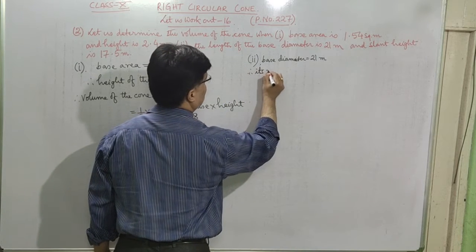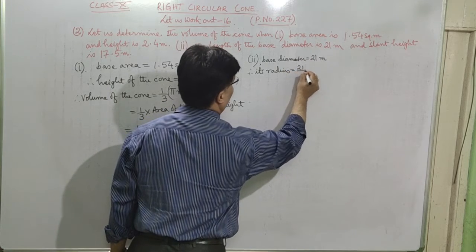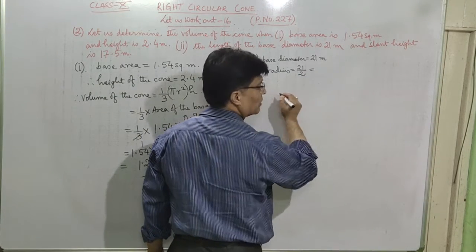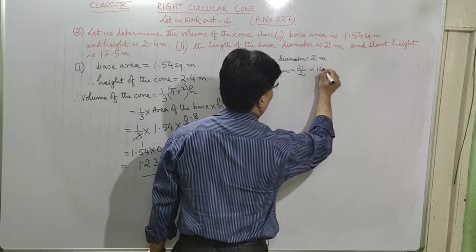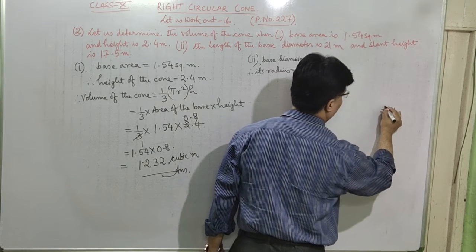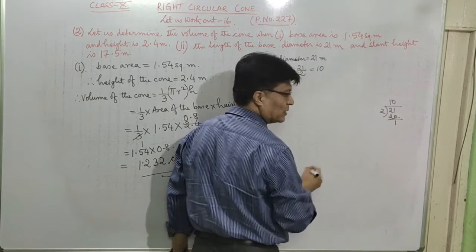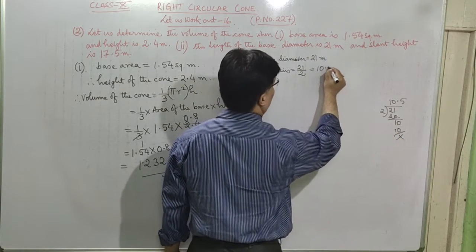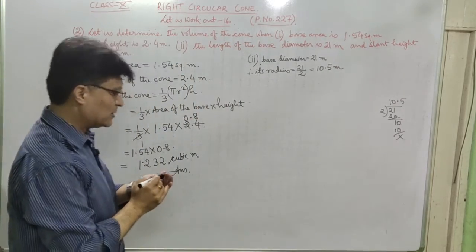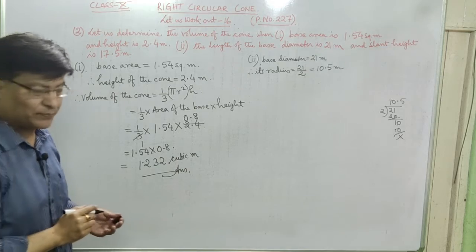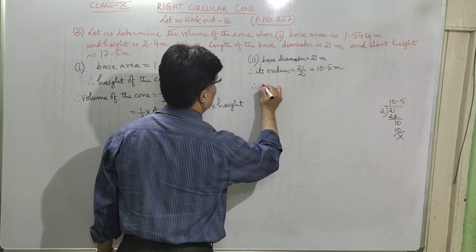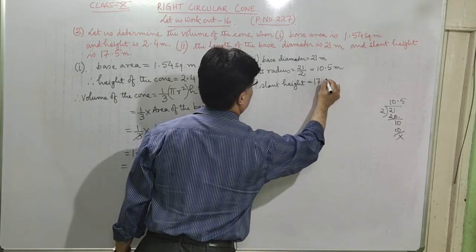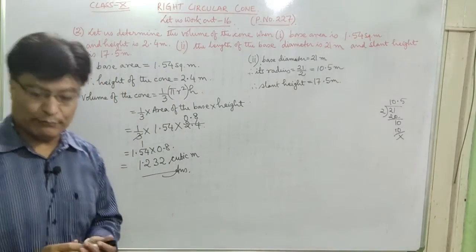So therefore its radius is equal to 21 by 2. Its radius is 21 divided by 2. We can divide 21 by 2. 2 tens are 20, 1 is the remainder. You can write a point and then write 0. 2 5s are 10. So this is 10.5 meter. What is the radius of the base of the cone? That is 10.5 meter. Now here the slant height is given. What is the slant height given? It is 17.5 meter.